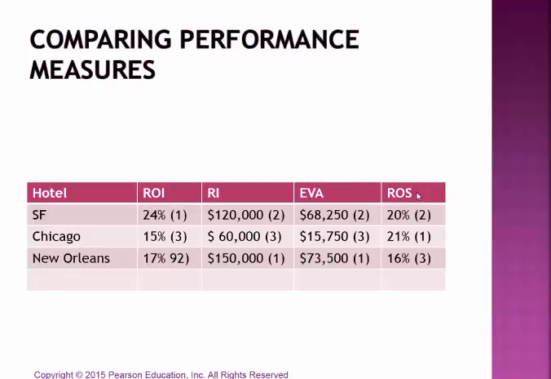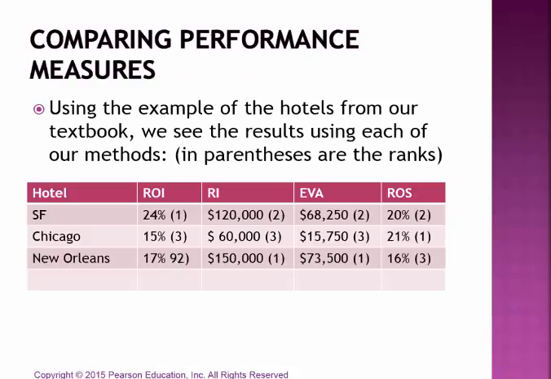Here are some examples of what these performance measures would look like. Notice we've got the ROI, the RI, the EVA, and the return on sales. This example is putting them in order best to worst. We do have an error here from when they made this slide, and I don't think that I can correct it. This 9 is not supposed to be a 9. It needs to have the other side of its parentheses.